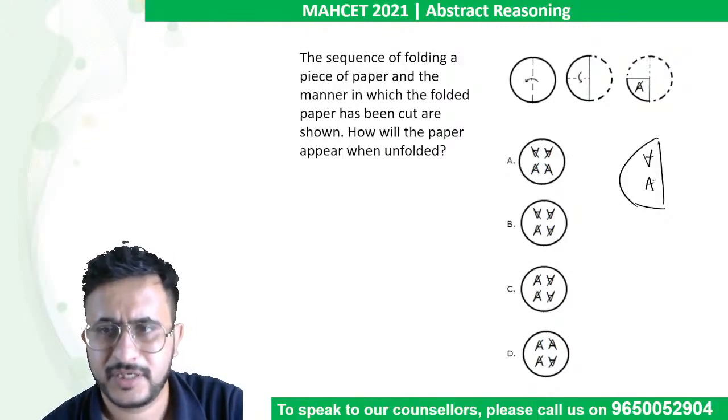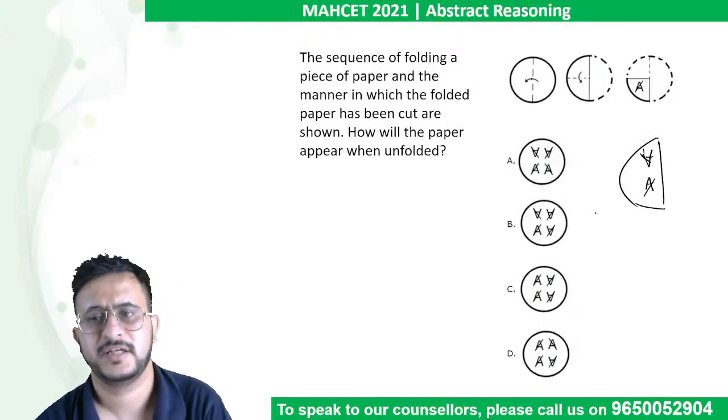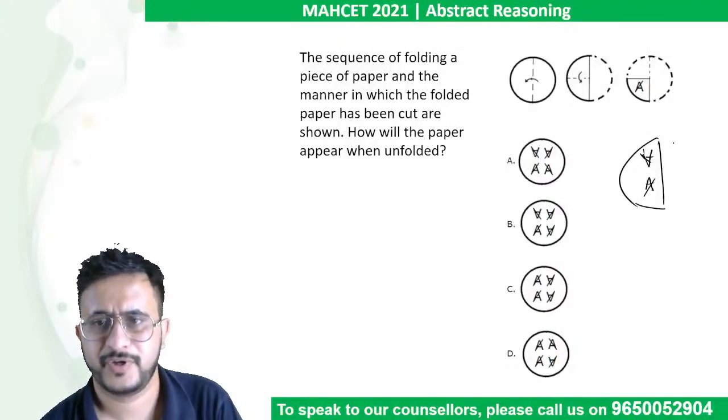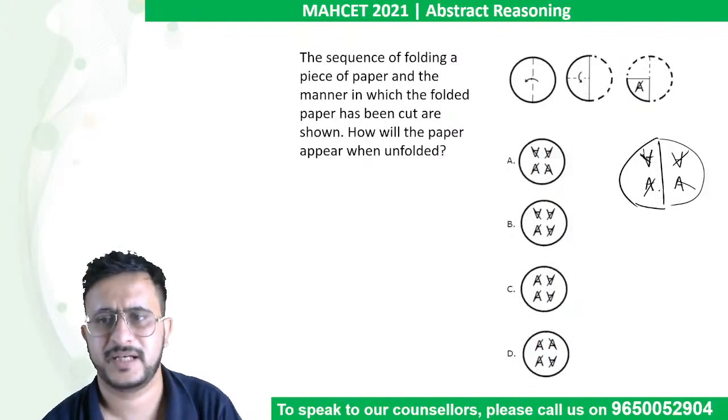Now that A was cut in this direction, so this A would be cut in this direction. Okay, it was from the right side, so that will be like this. Some A like cutting like this. Now when you open it again, what will happen? You will get four A's. So this A will be the reflection of this, right? This A will be the reflection of this. Okay, so if this was the case, you will get something like this.